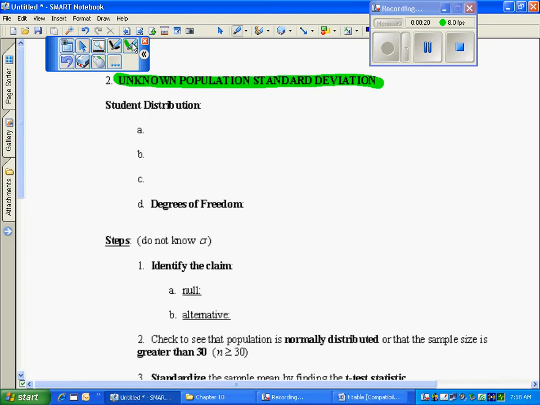Why student? Well, it had to do with the person who worked at Guinness Brewery that actually came up with this distribution. What happens here is, because we're using a sample, there's going to be more variation. The curve is going to be a little bit more spread out, and again, that's due to knowing the sample standard deviation, not the population standard deviation. What's neat about it, it is still bell-shaped. That hasn't changed. So it still looks somewhat like a normal distribution.